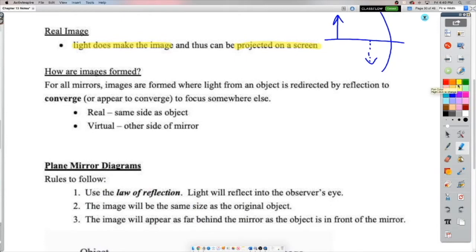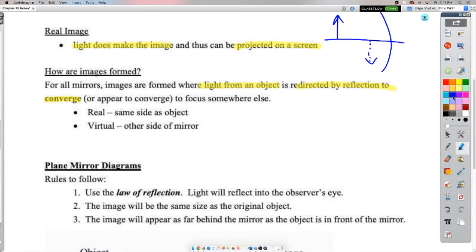So what is this idea of an image? How are images even formed? What am I even talking about? Well, you see an image formed when you look in the mirror. You can actually make out a person in the mirror who looks like you. The reason you can do that is because light from an object, you, is redirected by reflection to converge, or at least appear to converge, to focus somewhere else. In other words, rays of light that are bouncing off your face, bouncing off the mirror, are kind of rearranging themselves nicely so that you can reconstruct the image.